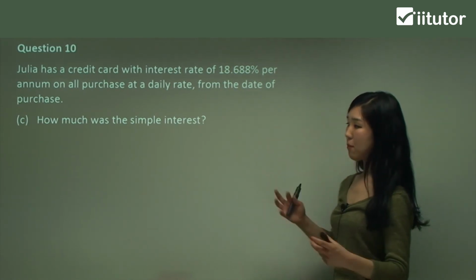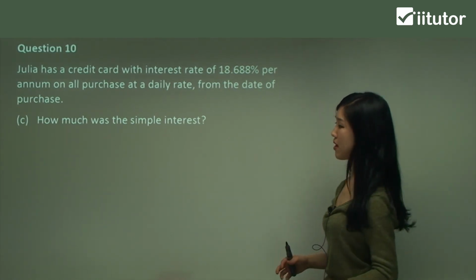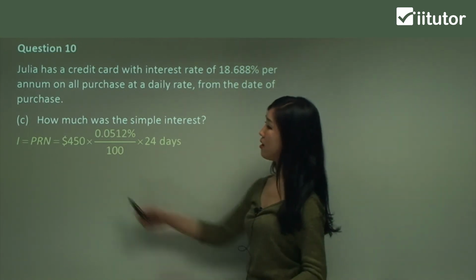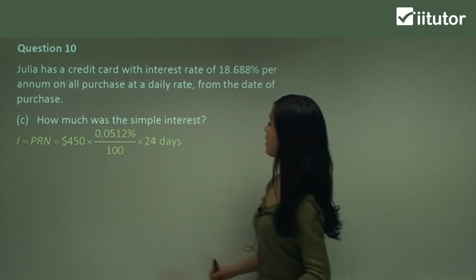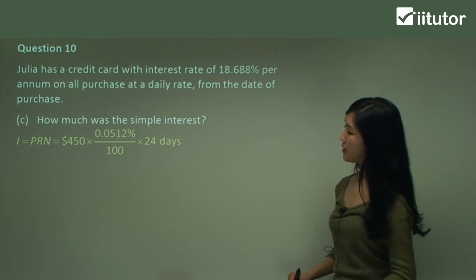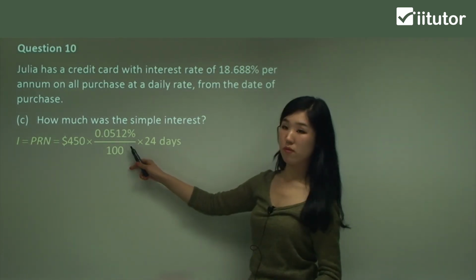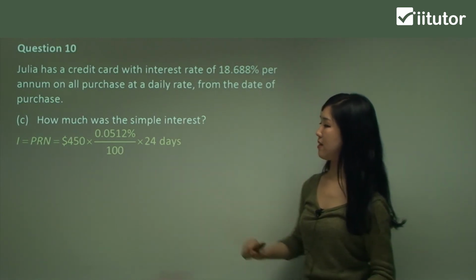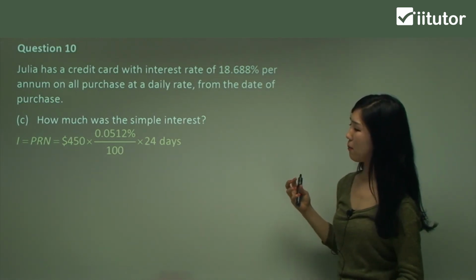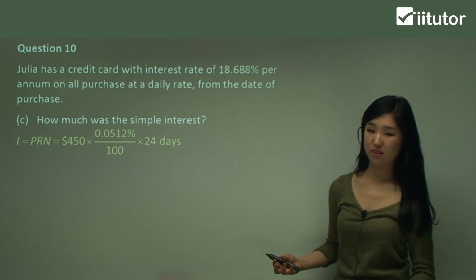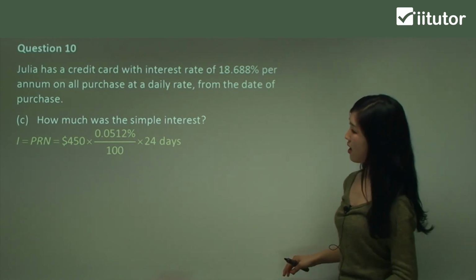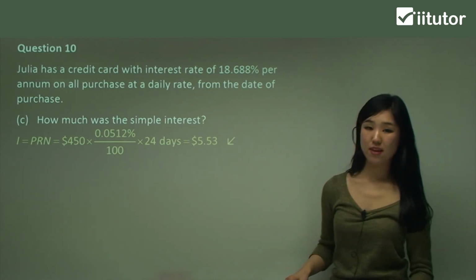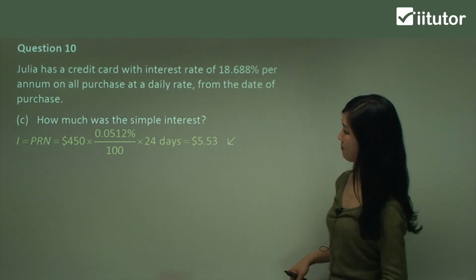Now how much was the simple interest? We've calculated how many days we're going to be charging interest, so we can put it all into our simple interest formula. I equals PRN. $450 is our principal, times our rate. Remember, we've calculated the daily rate. And remember, in our previous part, we calculated the number of days we're going to be charging interest. Now that's going to be $5.53. So have a look at that.